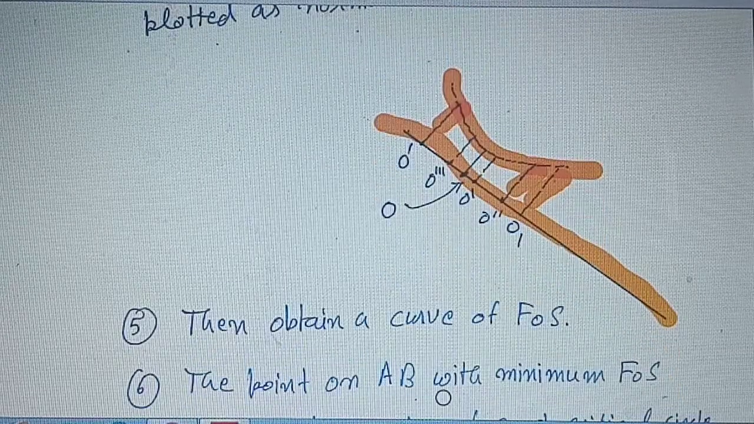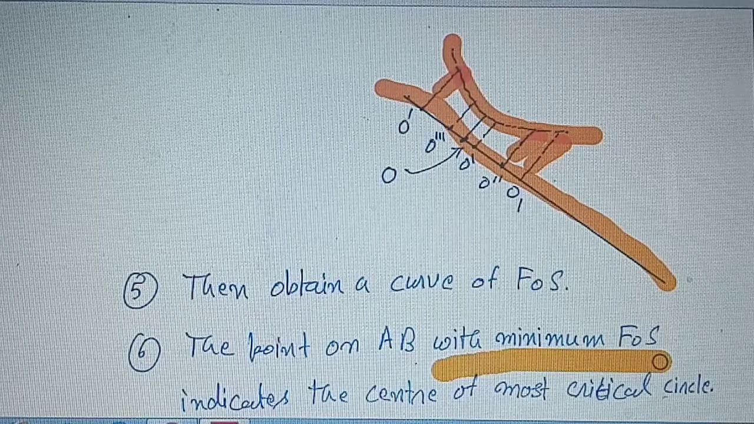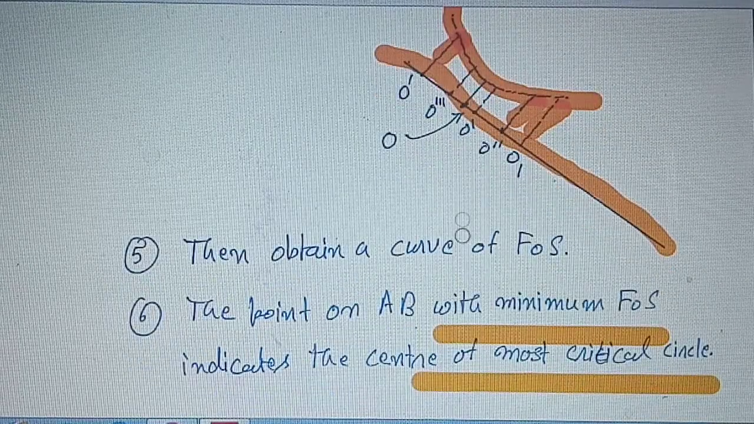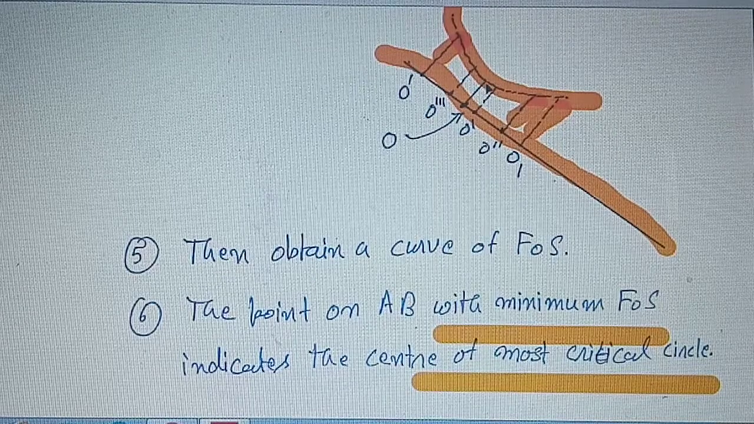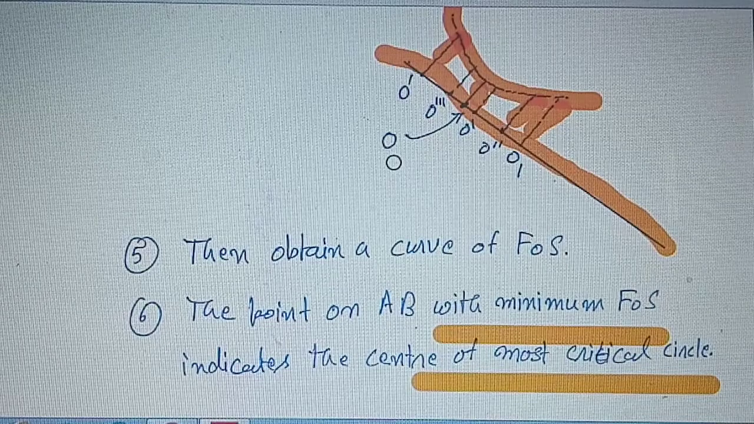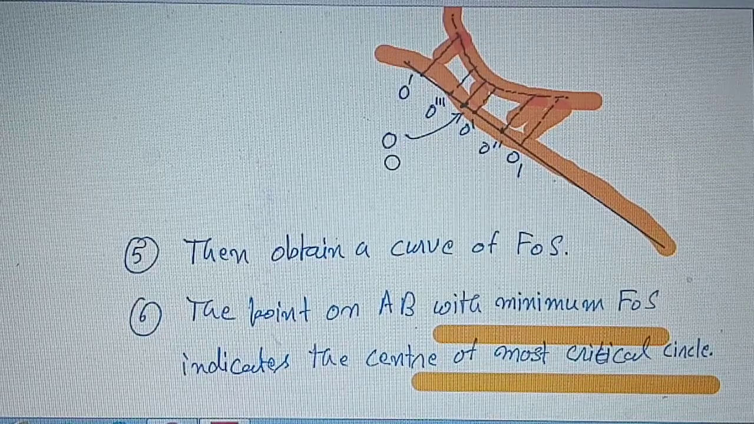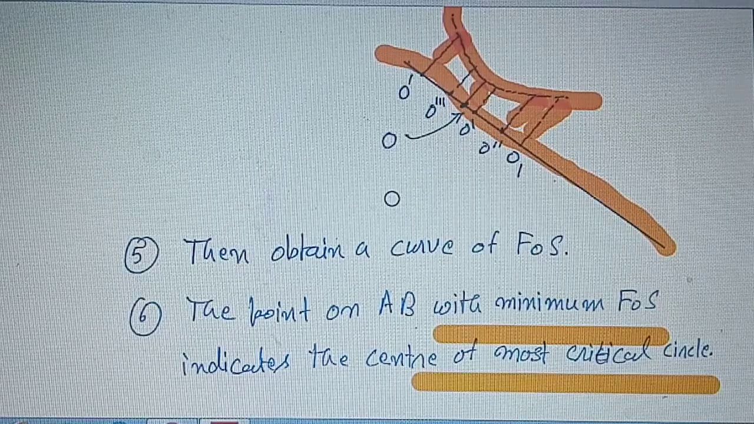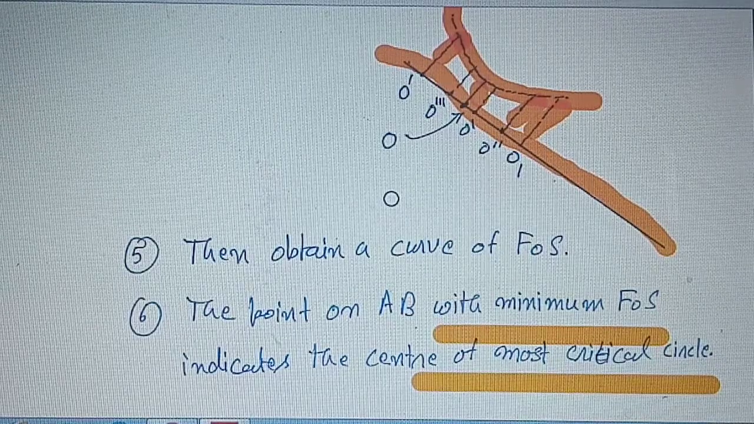The point on AB with the minimum factor of safety indicates the center of the most critical circle. That is, it is the minimum factor of safety, and the point corresponding to it is called the center of the most critical circle. By this method, we can determine the center of the most critical circle.